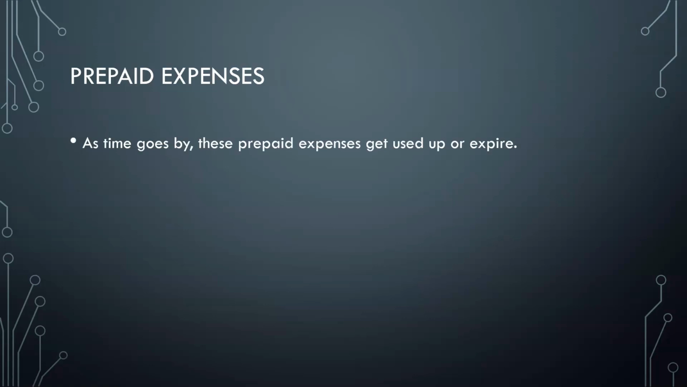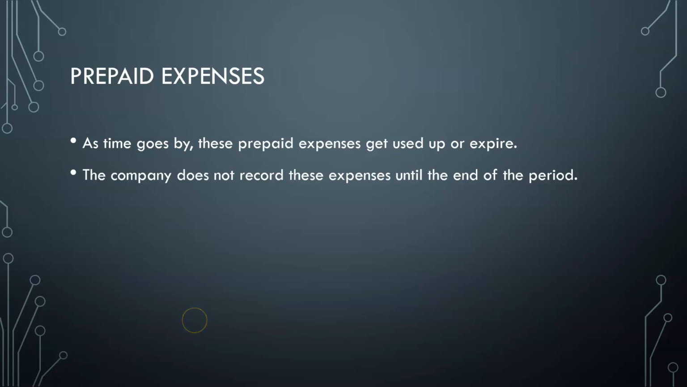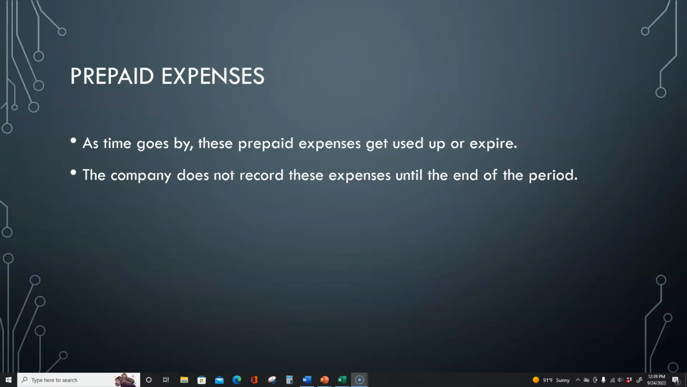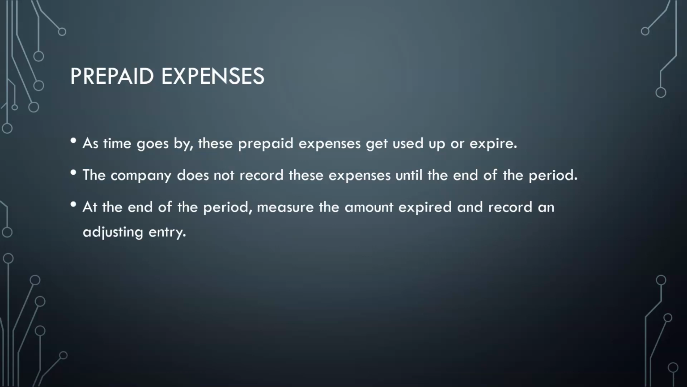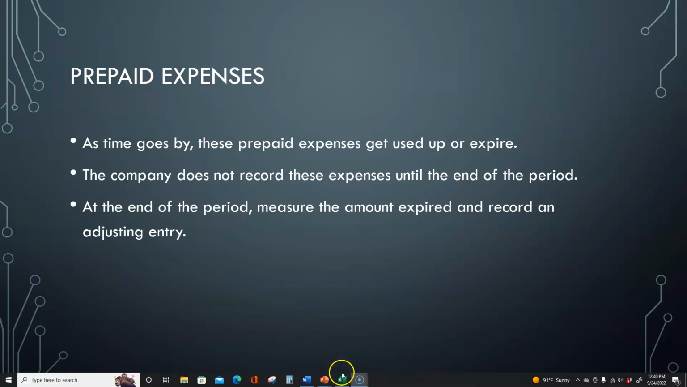As time goes by, the prepaid expenses get used up or expire. However, typically, the company does not record these expenses until the end of the period. The end of the period is when the company will prepare financial statements, and until the financial statements are prepared, there really is no need to determine how much expenses were expired or how much was the expense relating to rent or insurance. At the end of the period, the company will measure the amount of expired insurance or rent and then record an adjusting entry. Let's work an example.